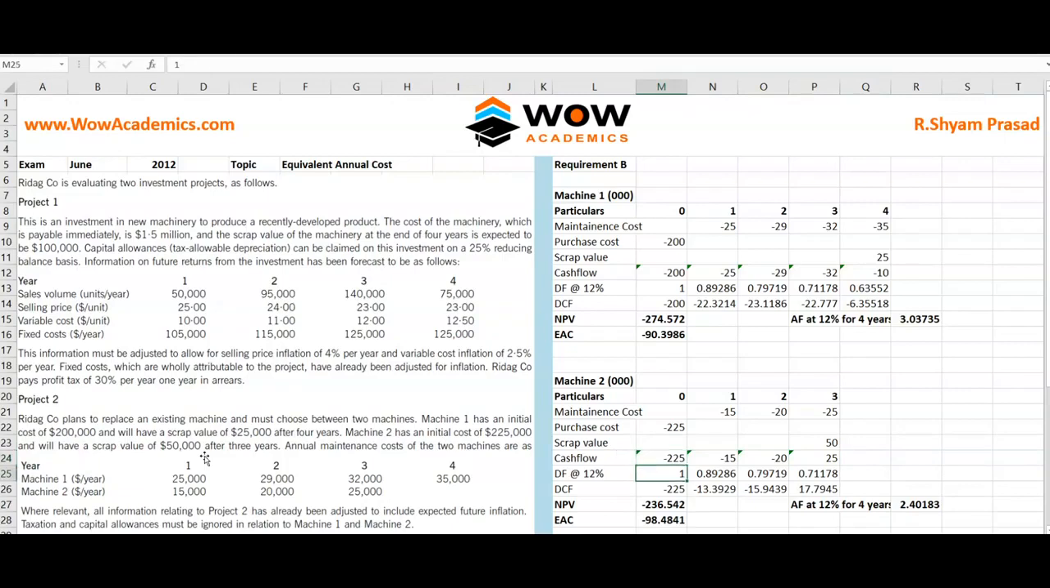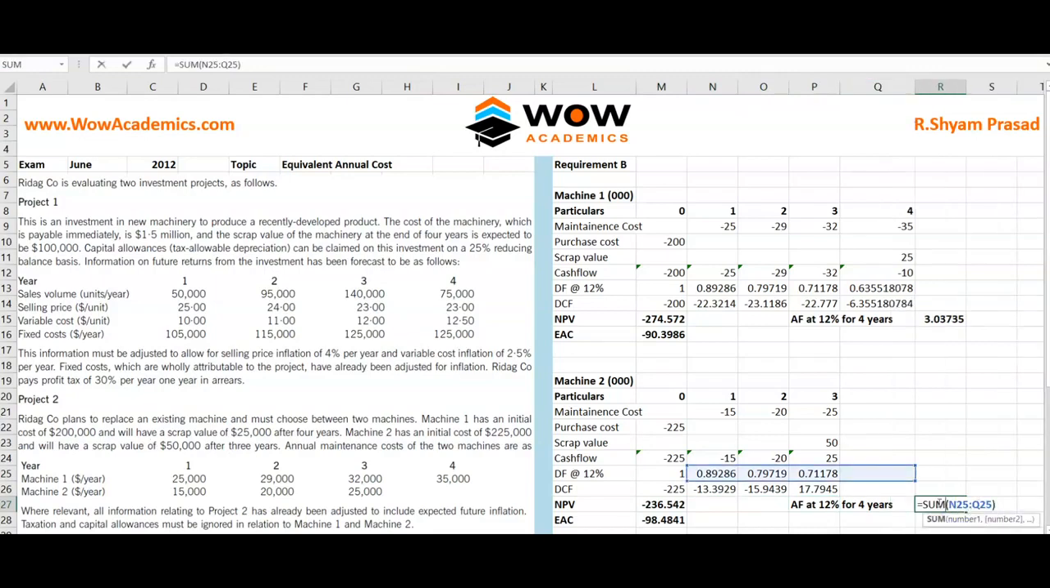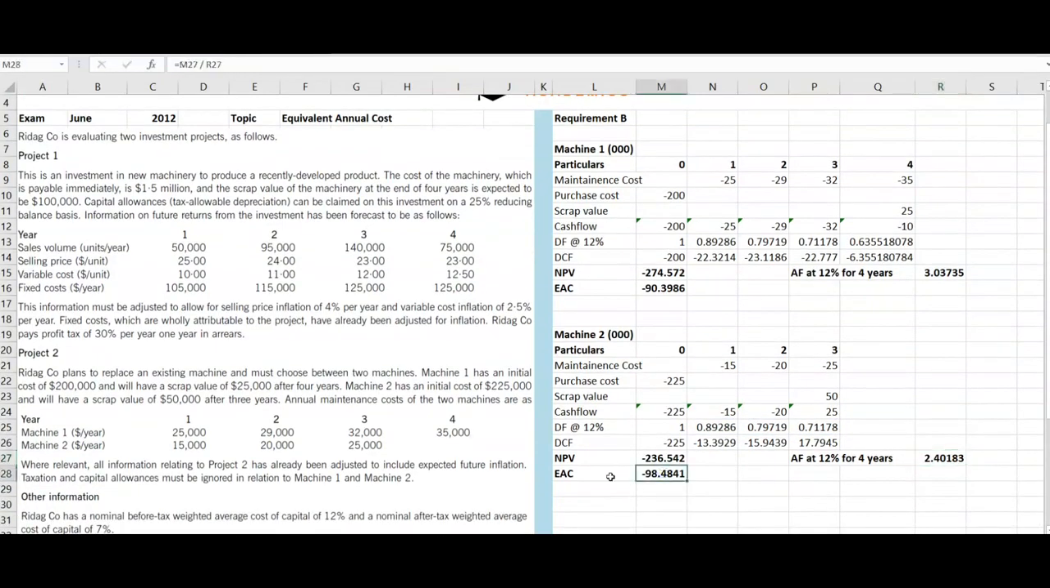The discount factor will remain the same, there's not going to be any change. DCF also will be the same. NPV will be the same. Just check whether it is correct. Yes, we have the same 3 years numbers and this will be our EAC. So we have done it and we can now give the suggestion.